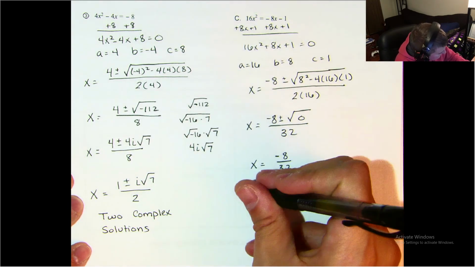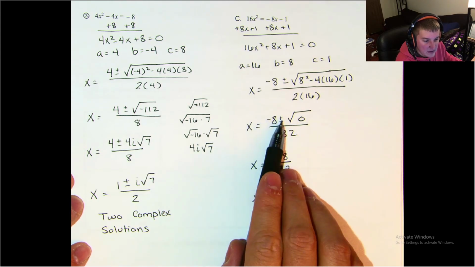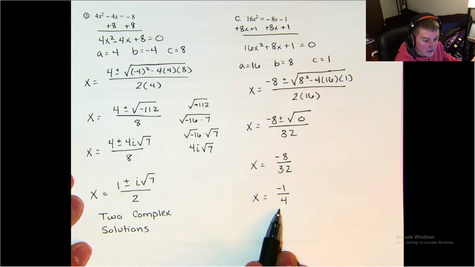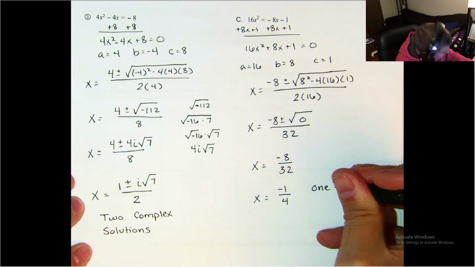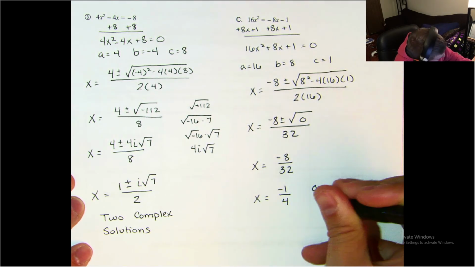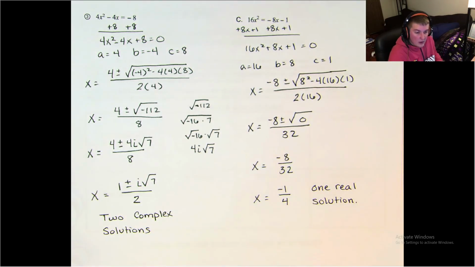Okay, so what does this mean? This is my solution here. My discriminant was 0, but that means I lose my plus or minus, meaning I'm only going to have one answer, and so that means I just have one real solution. Okay, so that's the end of this lesson.